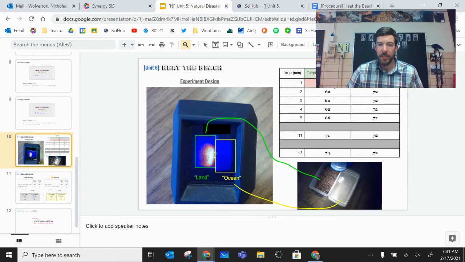At first, when we measured the temperature of the land and the water, it was 66 and 72. Now the ocean didn't change. The water didn't change temperature at all. It takes a lot of heat to change the temperature of water, actually. So we had 72 for the whole time.